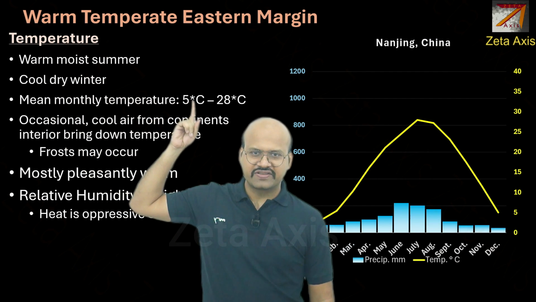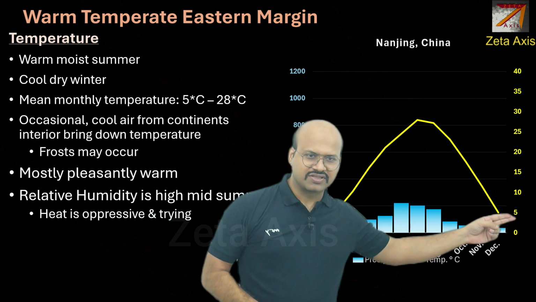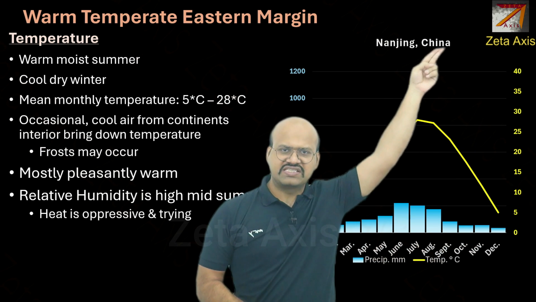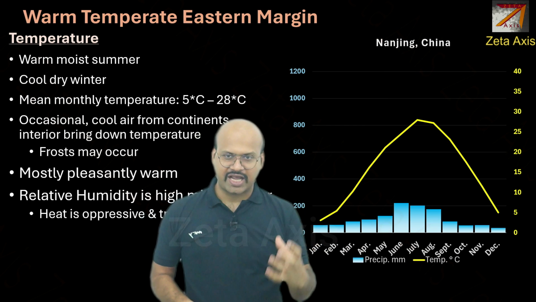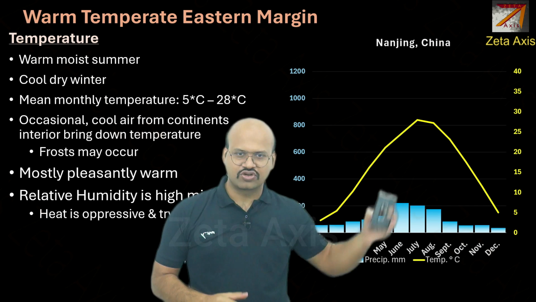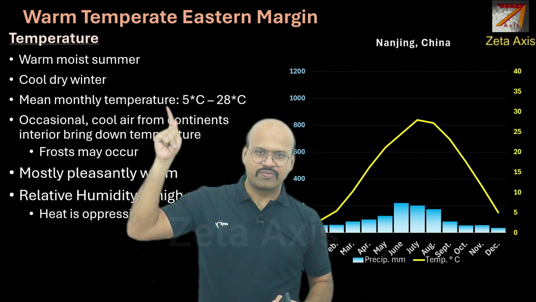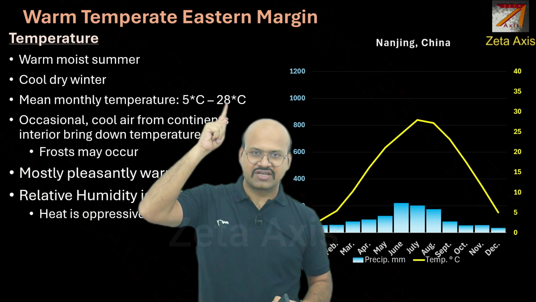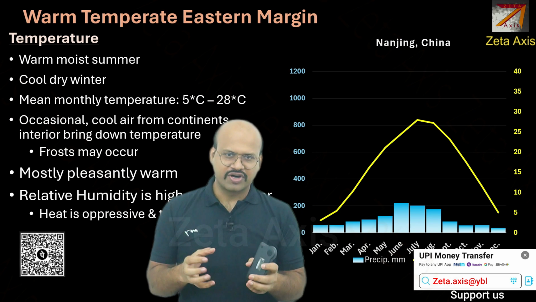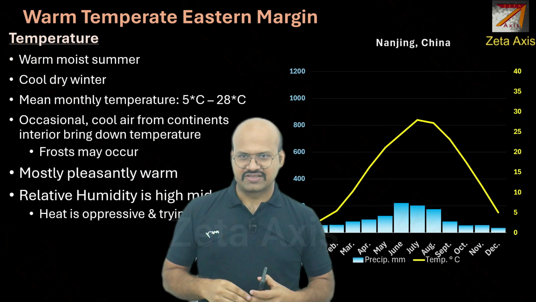Mean monthly temperature is 5 degrees Celsius to 28 degrees Celsius. Here we can see that the average temperature ranges from 5 to 28 degrees Celsius. This is for Nanjing in China, so it basically represents the China type of climate, but it is also common for other regions. The range of temperature could be smaller, but the temperature is not below 0 degrees Celsius, and the temperature in the summer does not go very high. So the summer is warm, not very hot, and the winter is cool. It does not go below 0 degrees Celsius.